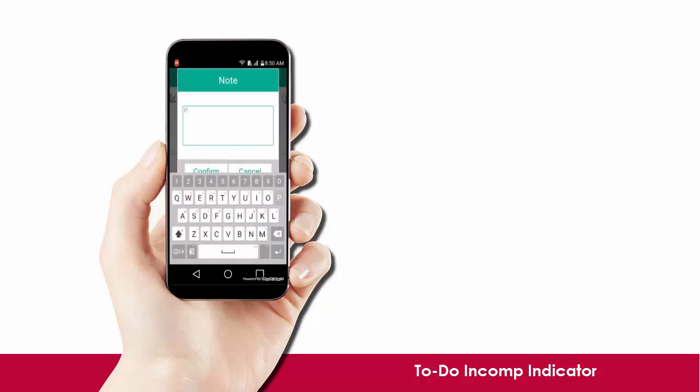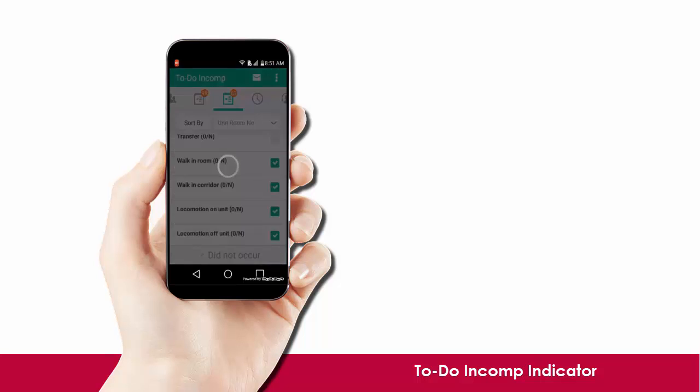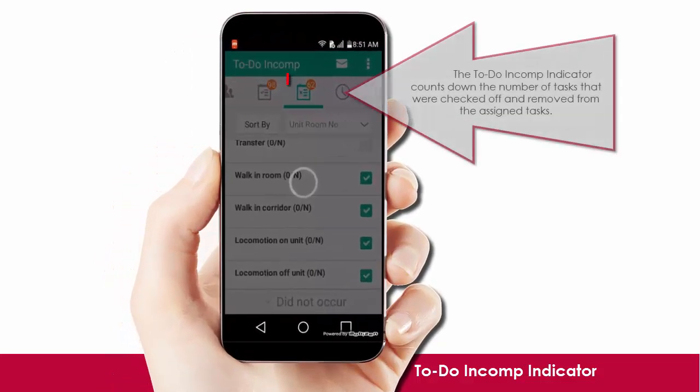The Note window opens. If necessary, leave a note message. As described earlier, be sure to let a nurse know pertinent note information as to why the task did not occur. The To Do In-Comp indicator counts down the number of tasks that were checked off and removed from the assigned tasks.